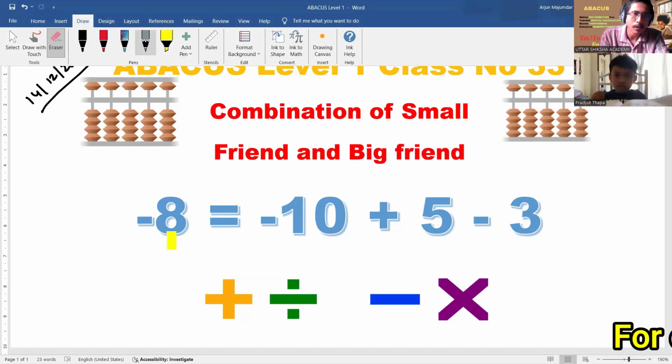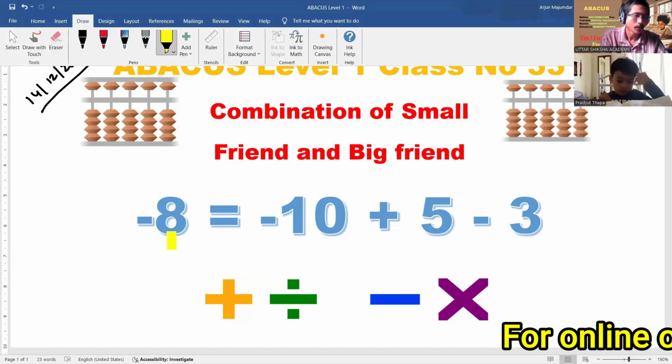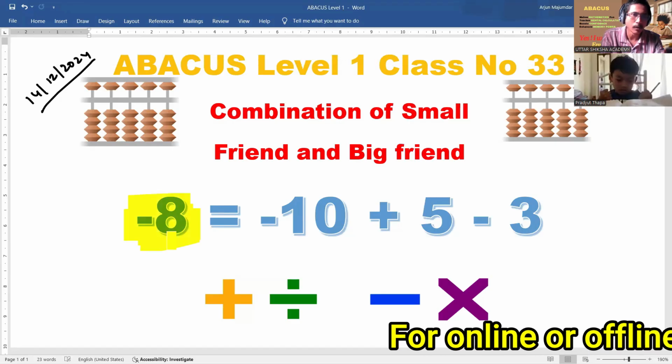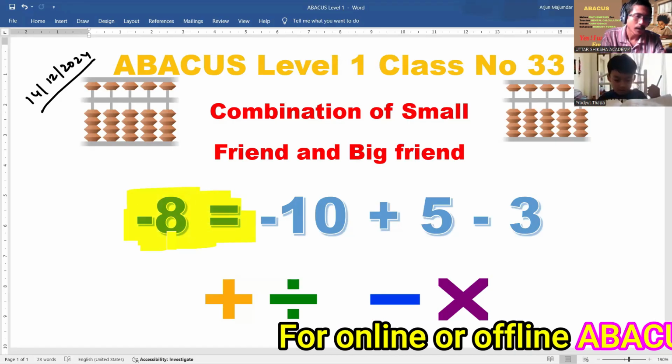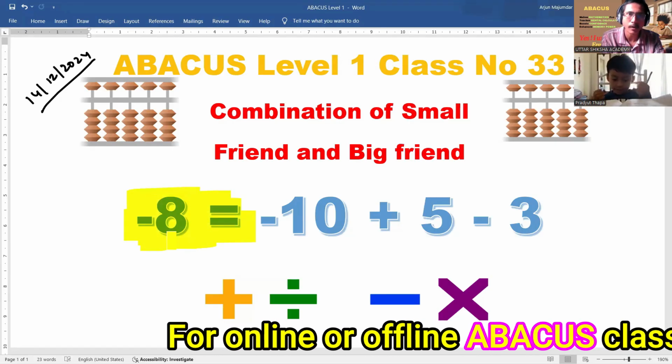So now we will do this one. This is the next page, that is page number 45. We'll learn how to do minus 8 and minus 8. See, we have already done this thing.